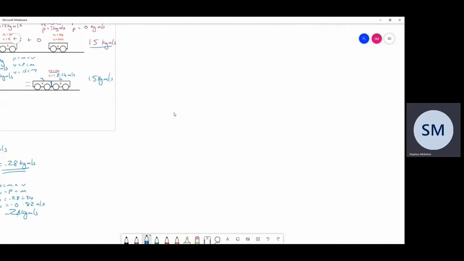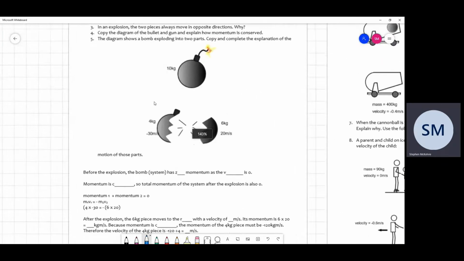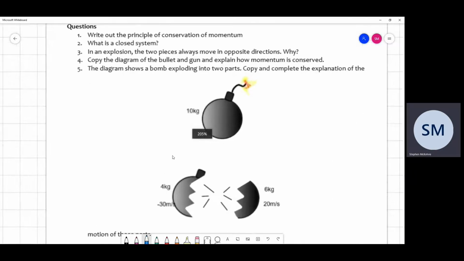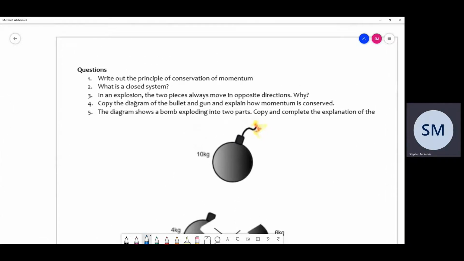Now, let's have a look at some further examples. I'm going to go through them one by one. They're the same as the ones that are in the sheet that you have. I'm not going to give you all the written answers just because I don't have space to type them.